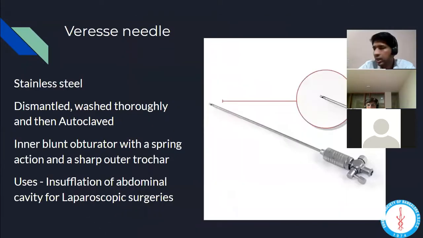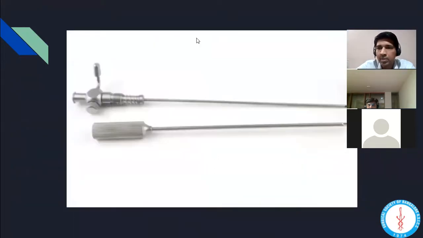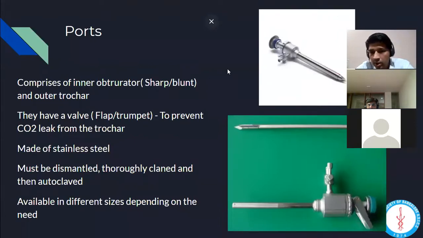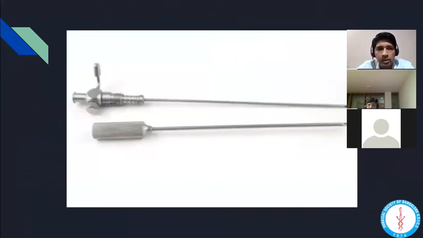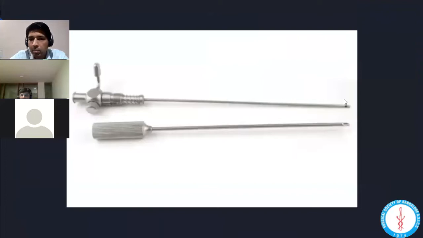Yes, and finally, let's move on to laparoscopic instruments. This is a Veress needle. We all know that it is used for insufflation of carbon dioxide to create pneumoperitoneum during the surgery. It has an inner blunt obturator and the outer sharp sheath. You can see that the sheath is sharp, and the inner blunt obturator has a spring action.